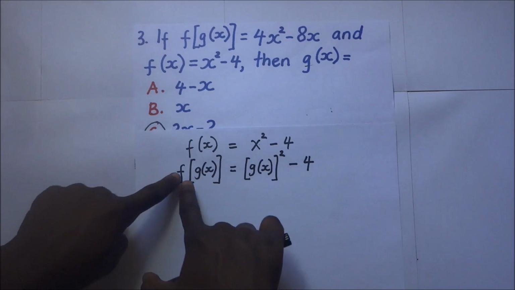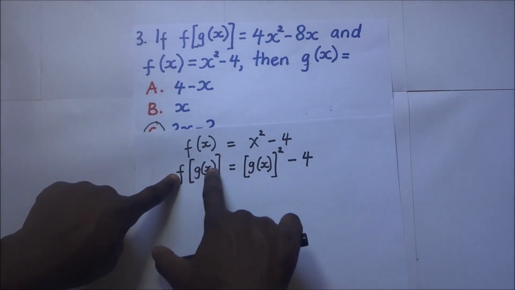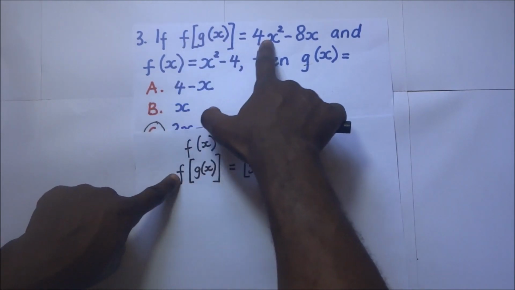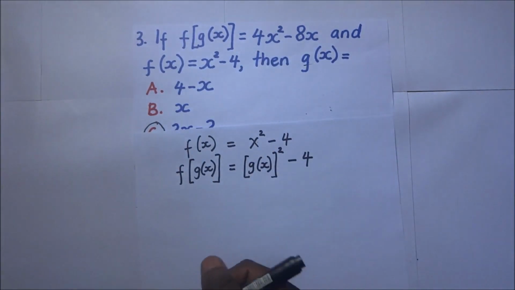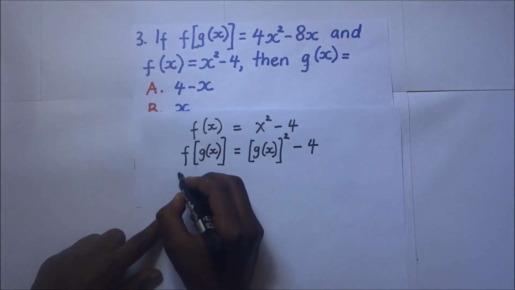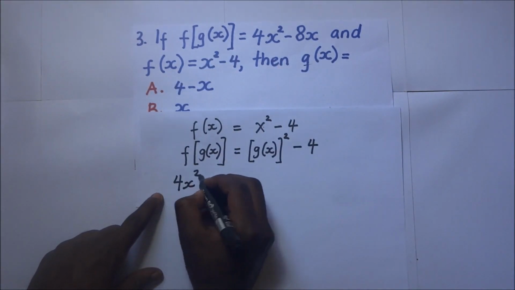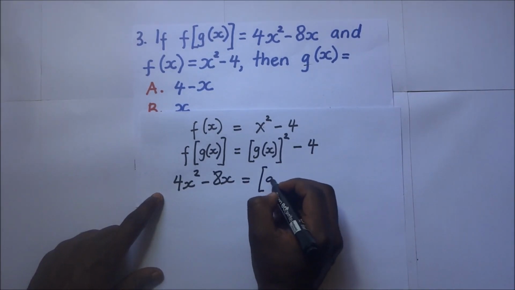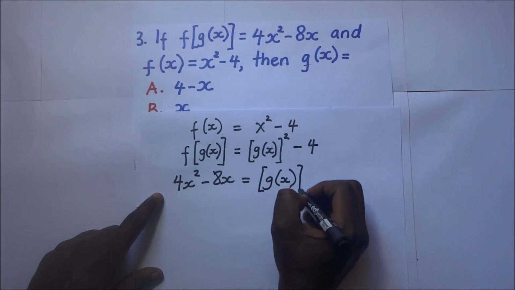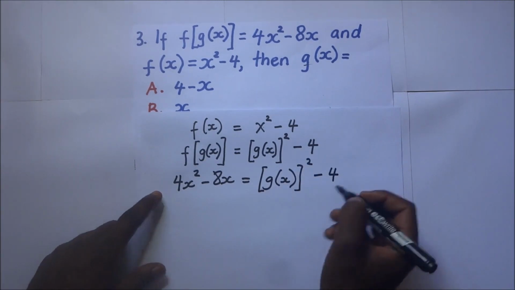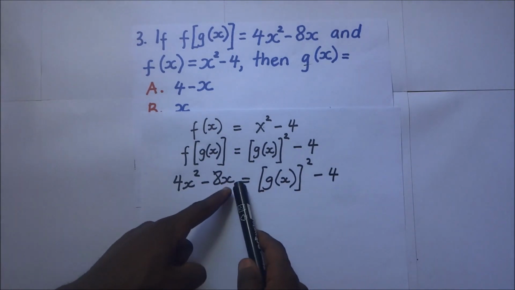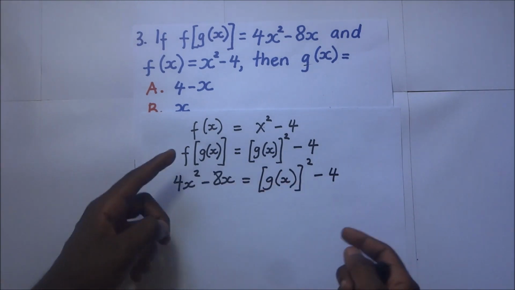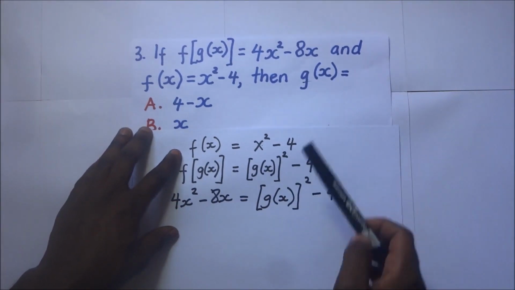So what is the function where f of g of x is this expression? F of g of x, this composite function, is given by 4x squared minus 8x. So that is exactly what we go ahead and do. We substitute this here. We say that 4x squared minus 8x is giving us this expression, g of x, all this squared, minus 4. So what we do here, we go ahead and solve this, and we make g of x the subject of the formula, and we will be able to get our answer as required by the question.